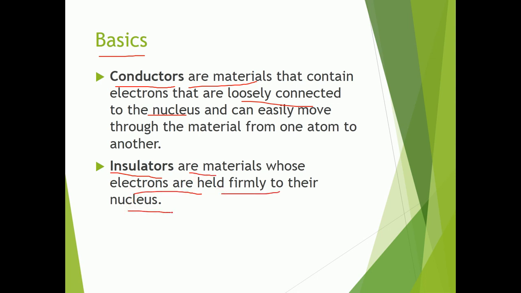Now you can see over here that electrons are available in all the materials, but the point is how they are connected to the nucleus. If they are held firmly, they will not be able to move. Thus insulator, no conduction. Whereas if they are loosely connected to the nucleus, there is a scope that they can move. Hence, conductors.